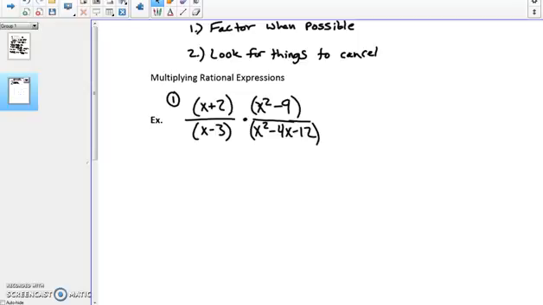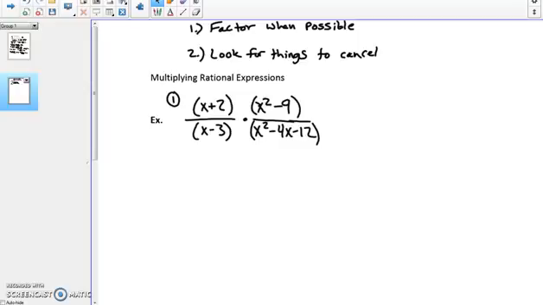Okay, so you look at this and it looks pretty overwhelming probably, right? There's tons of stuff going on, right? All kinds of x's, all kinds of signs, parentheses everywhere. What the heck is going on? All we have to do is break it down one piece at a time and try and go back to our first 2 steps. Number 1, factor when possible, and then we're going to look for things to cancel.